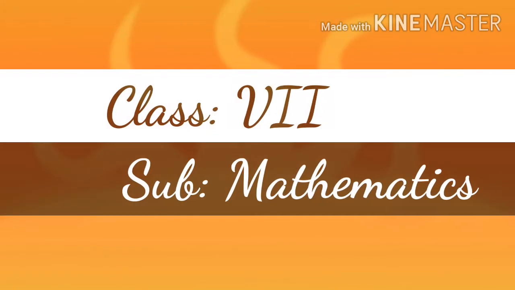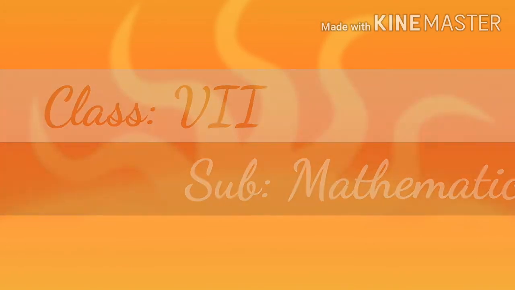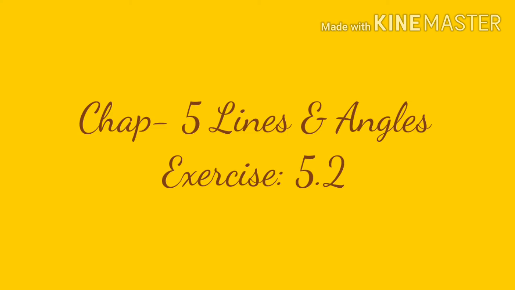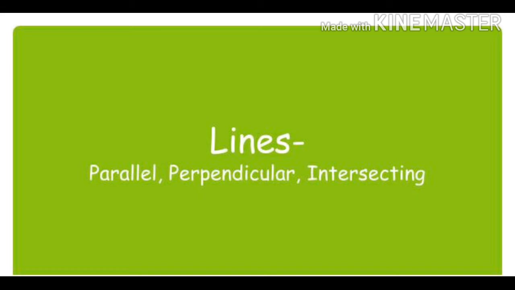Class 7th, Subject Mathematics. Chapter 5, Lines and Angles, Exercise 5.2. Like in the last exercise, we have discussed the definitions of line, ray, and line segment. Here we are going to see different types of lines, that is parallel lines, perpendicular lines and intersecting lines.